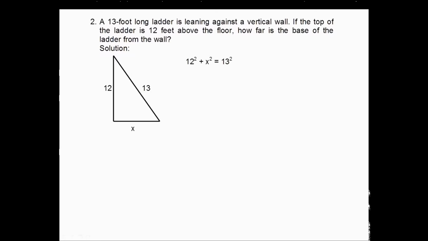So let's see. Square the two numbers. I got 144 plus x squared equals 169. I can make it look like x squared equals a number by simply subtracting 144. So 169 minus 144 gives me 25. I can just take square roots. The square root of 25 is going to be 5. I don't need the minus 5 because negative length doesn't make sense. So it's 5 feet. The base of the ladder is 5 feet from the wall.